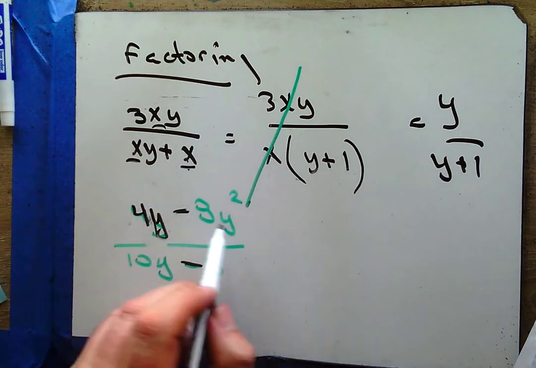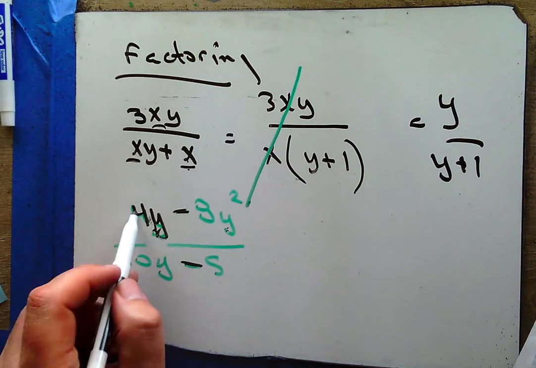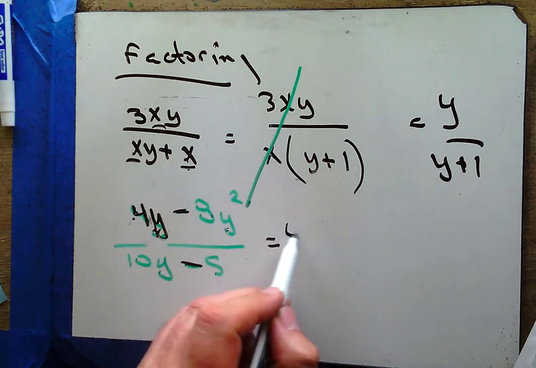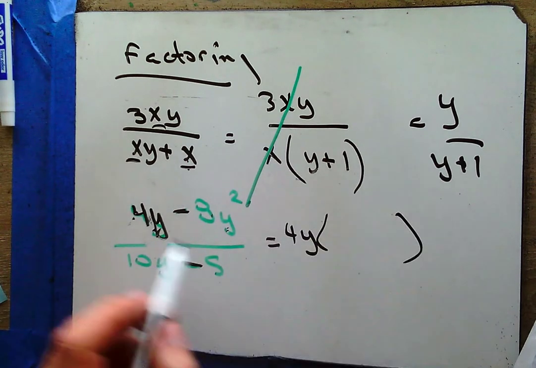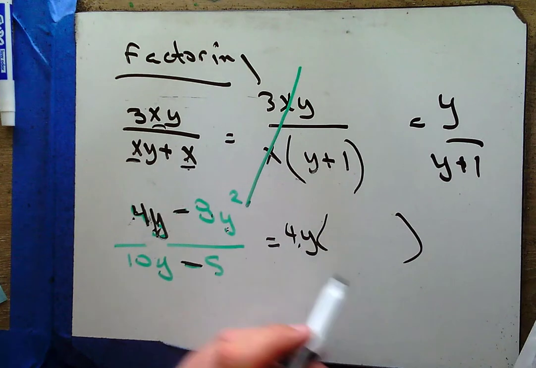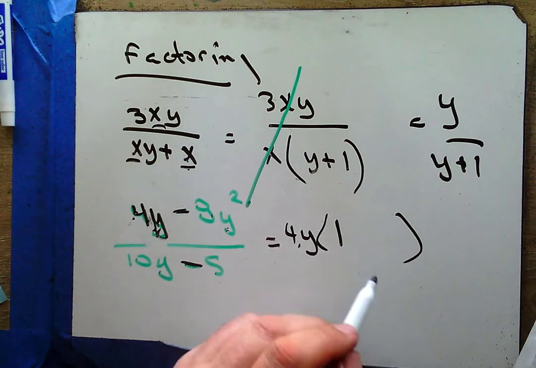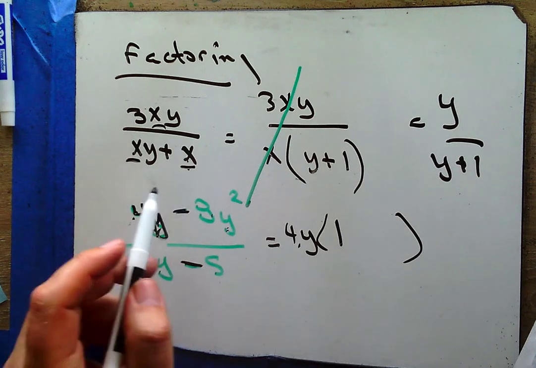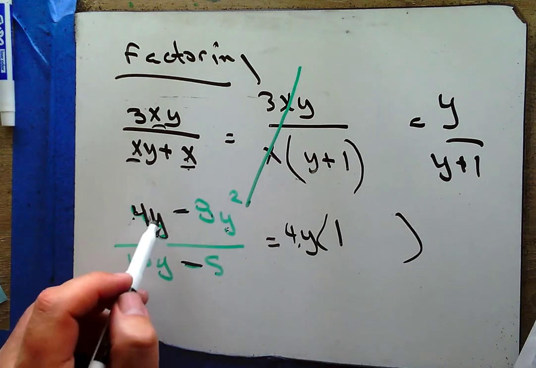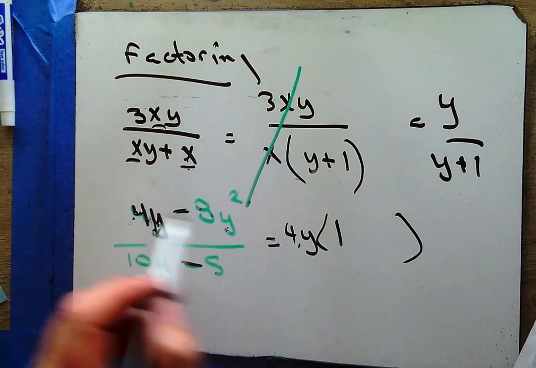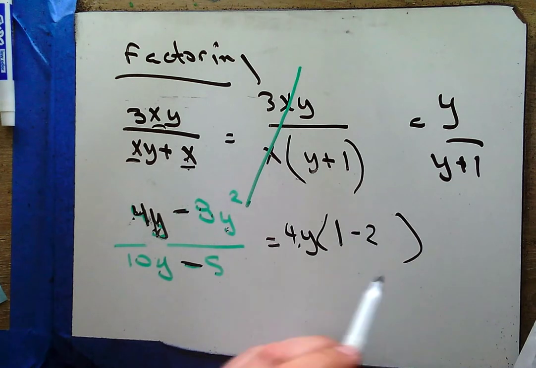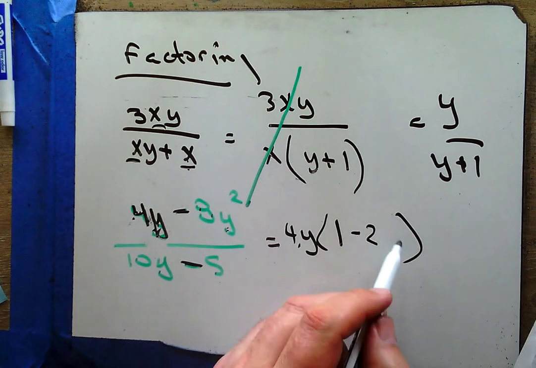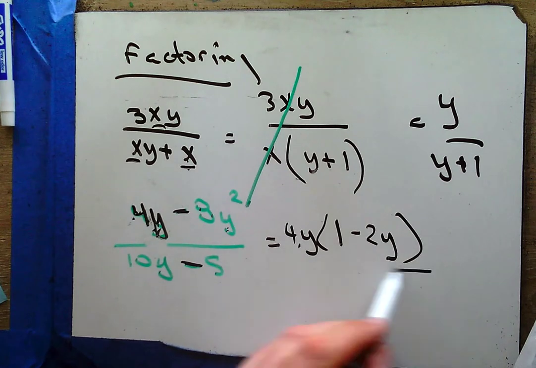But I do notice that I can take a y out of each of these and a 4 out of each of these. So what's left over from 4y if I divide by 4y? 4y divided by 4y is 1. And what's left over here when I take 8y squared and divide it by 4y? 8 divided by 4 is 2, and y squared divided by y is y to the first.